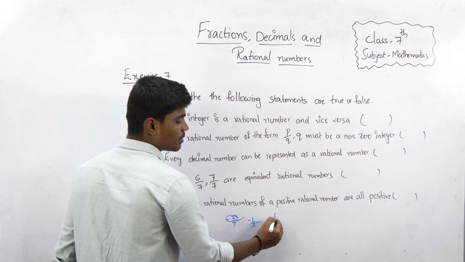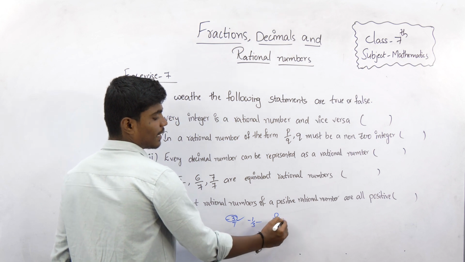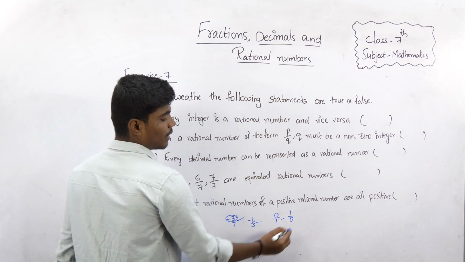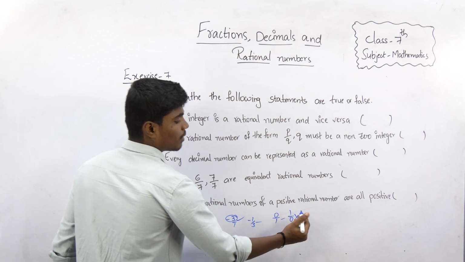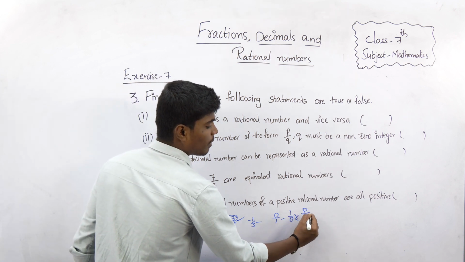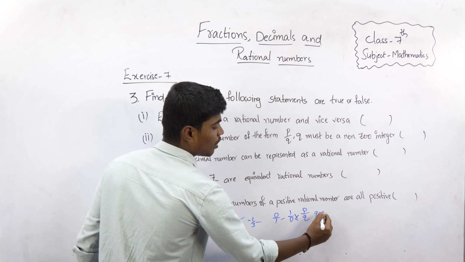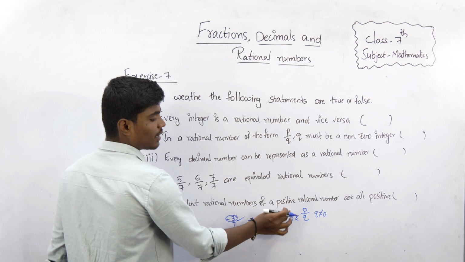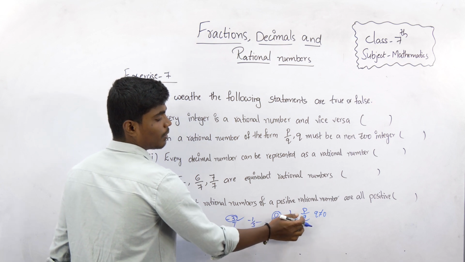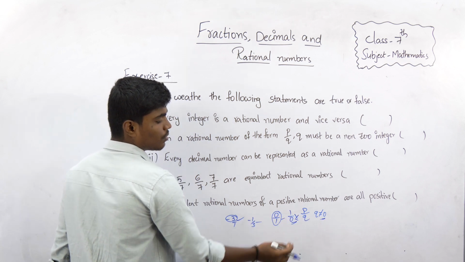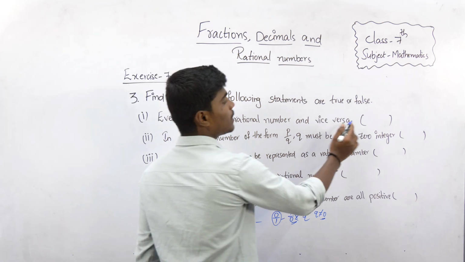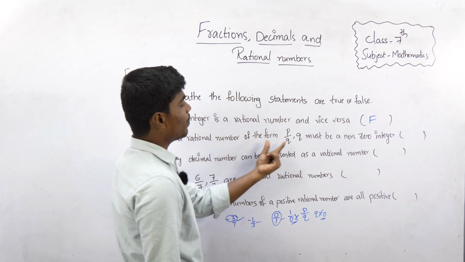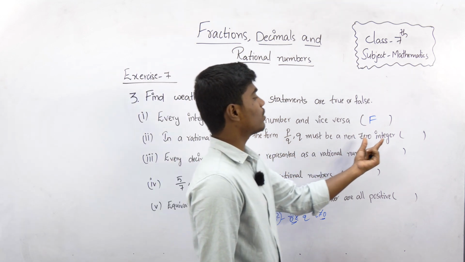See, coming to 0/1, it is a rational number, and vice versa means the reverse of it, 1/0. Here it is not defined. A rational number should be in p by q form and q should not be equal to 0. Here 0 is a rational number and the reverse of it is 1/0, which is in the form of p by q where q is equal to 0. So it is not a rational number. So this is false.